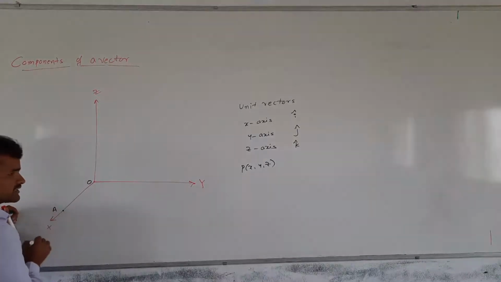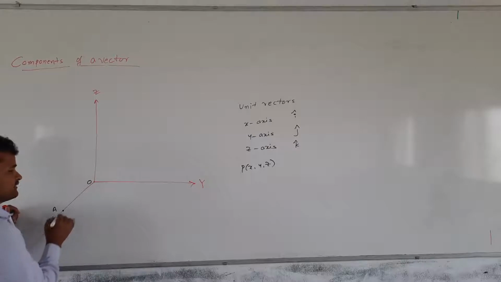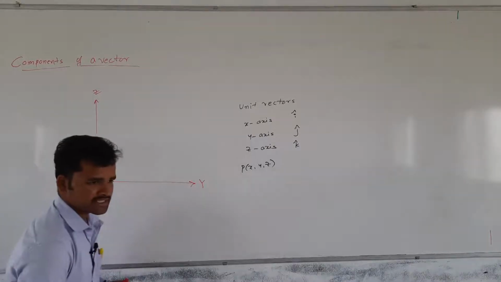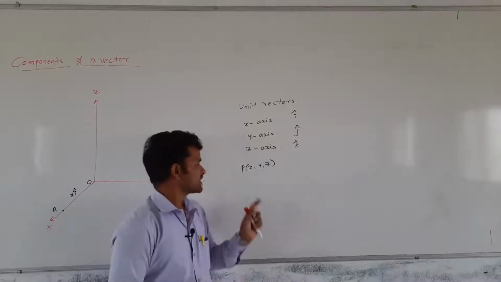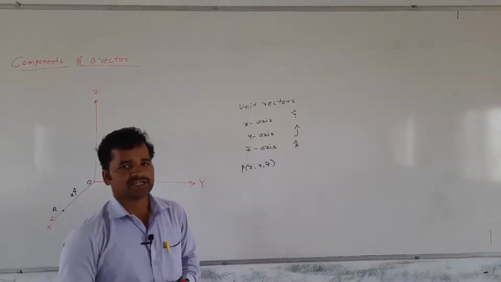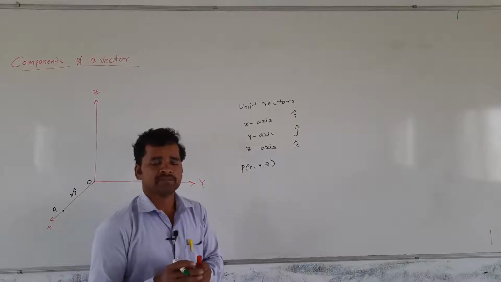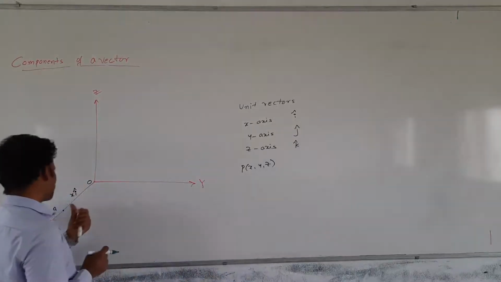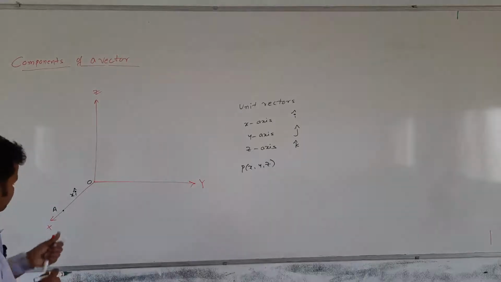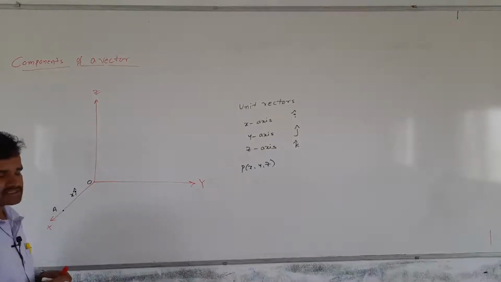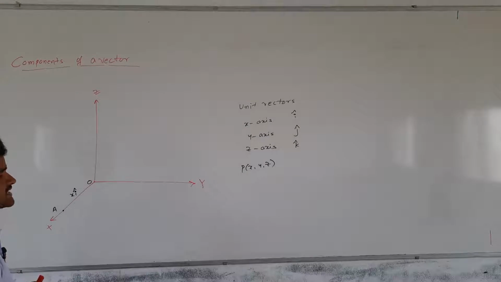Then what will be the vector OA here? Vector OA will be x into i cap. How is vector OA x into i cap? We are representing the point x comma y comma z. X is the x coordinate value here. Means to represent it, we have to move how many units? X units along the x axis. Which direction? i cap direction. So it is x into i cap.